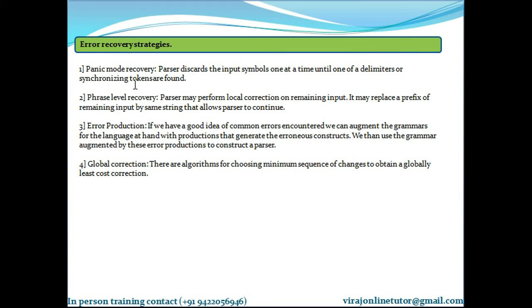Okay. Next is phrase level recovery. On discovering an error, the parser may perform local correction on remaining input, and it may replace a prefix of remaining input by some string that allows parser to continue, because at a phrase level we are recovering. So local corrections will be replace comma by a semicolon, delete an extraneous semicolon, inserting a missing semicolon. Just choice is left to the compiler designer, but the replacements must not lead to an infinite loops.